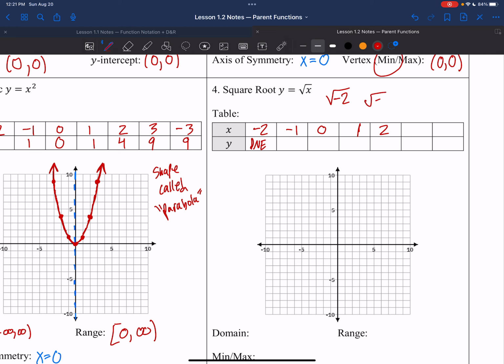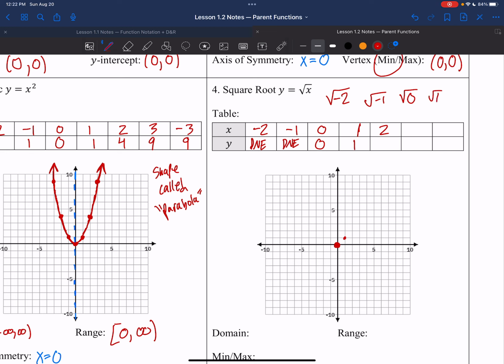Can I graph the square root of -1? No, that also does not exist. Can I graph the square root of 0? Yes, because that's asking what times itself is 0. 0. So I do have a point at the origin here, 0, 0. You're going to find that almost all of these graphs has a point at the origin. There's maybe a couple exceptions, a couple or 3 exceptions to that. And then I'll do square root of 1. We know the square root of 1 is 1, so that's 1 comma 1.